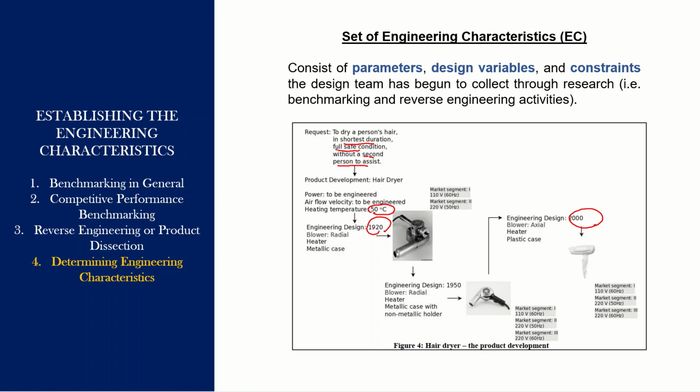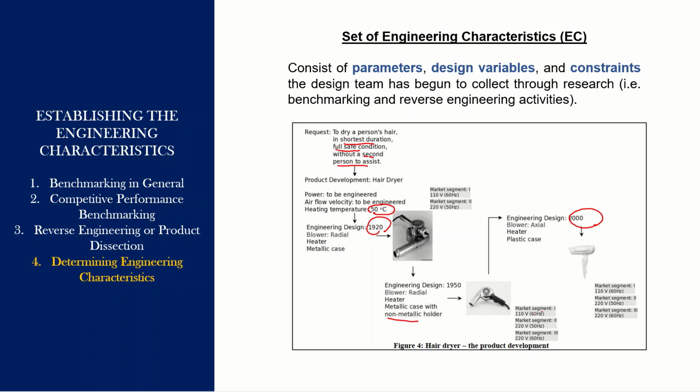You can see here in 1922 the type of blower is radial, with a heater and a metallic case used in this hair dryer. And then this is the power. Moving to 1950, still the same type of blower is used, which is radial, and then the heater, with a metallic case with a non-metallic holder. Maybe due to the weight of the hair dryer, they changed to a non-metallic material. So here is the power.